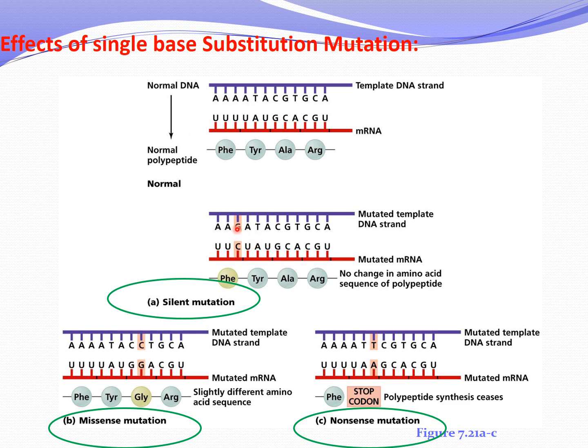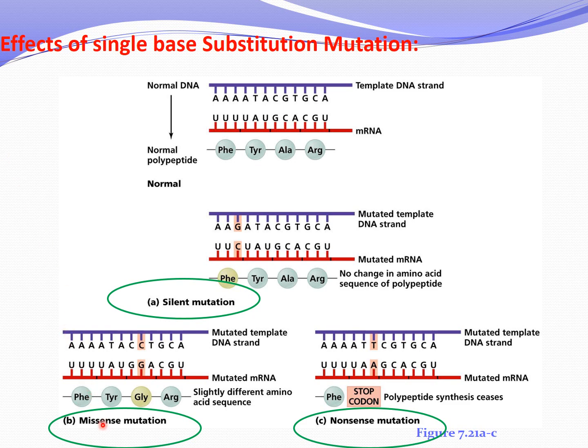But is there a phenotype change? Okay, the product. Is there any change in the product? No. You see here, phenylalanine, same phenylalanine. This is called silent mutation. Okay, silent mutation. So there's a mutation in the DNA sequence, but there's no change in the product and the amino acid sequence. So this is called silent mutation.